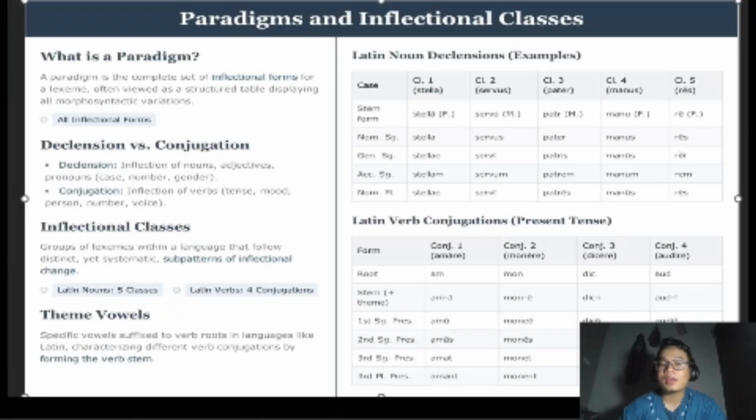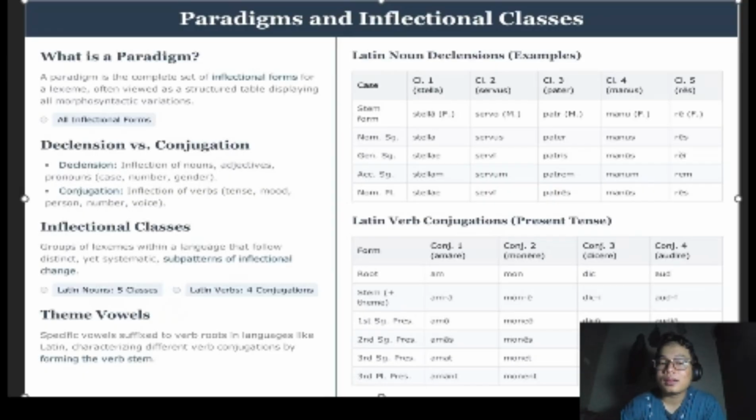And next, we are going to talk about inflectional classes. Not all words inflect the same way. Languages often have inflectional classes. It is a group of words that share the same pattern.